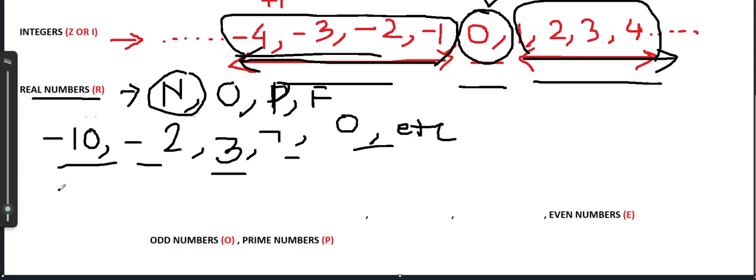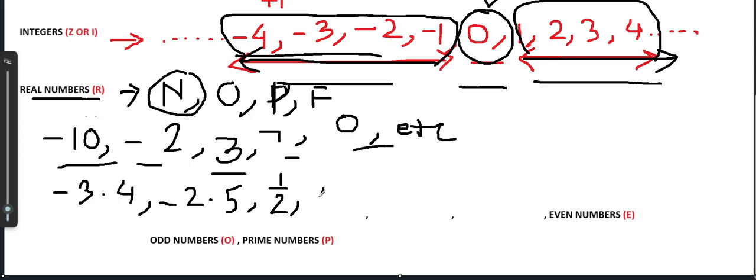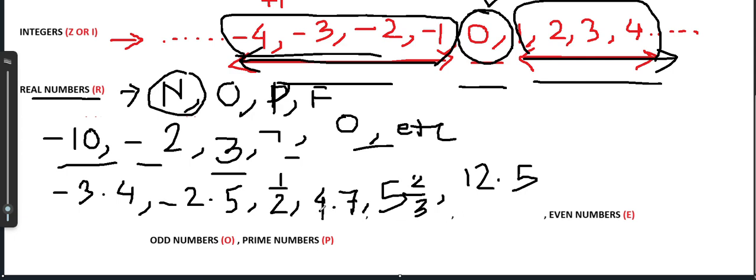Let's write a new set of numbers. The new set would be maybe negative 3.4, negative 2.5 or maybe a half, and 4.7. We have a mixed fraction 5 2/3. We have another number, 12.5, etc. So these are all real numbers, because they consist of the negative values, the positive values, fractions and everything.